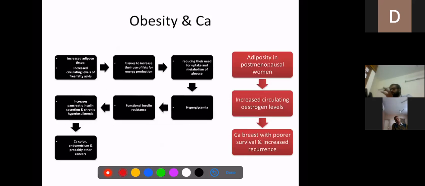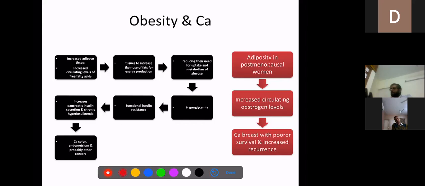So obesity and carcinoma. This is going to be a flow chart, the same thing that I told you. There is increased adipose tissue, which will lead to increased circulating levels of free fatty acids. So the tissues now start using fats rather than glucose for energy production. So what happens to glucose? There is a decreased metabolism of glucose, leading to hyperglycemia. This hyperglycemia leads to functional insulin resistance. That means even though there is insulin, even though there is glucose, the cells are not able to utilize the glucose because they preferably take fats, given the sufficient availability of fat.